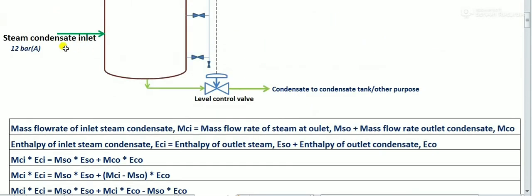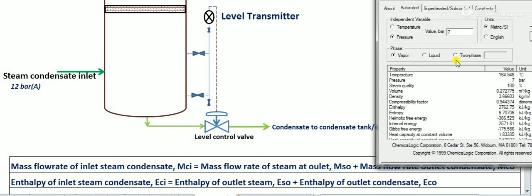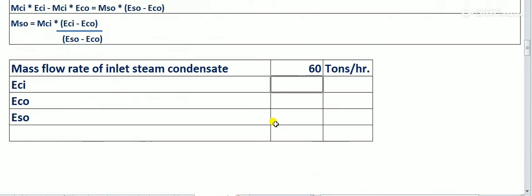So we have 12 bar steam, right? The pressure is at saturated conditions, so we went to the saturated steam table. It is a condensate, so the enthalpy is 798.329 kilojoule per kg.